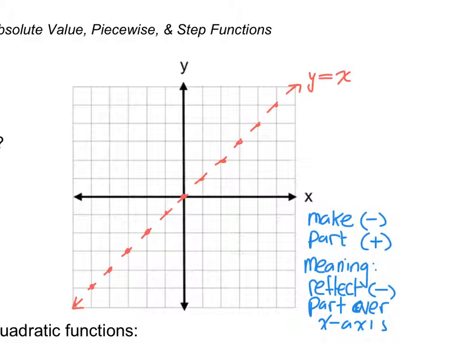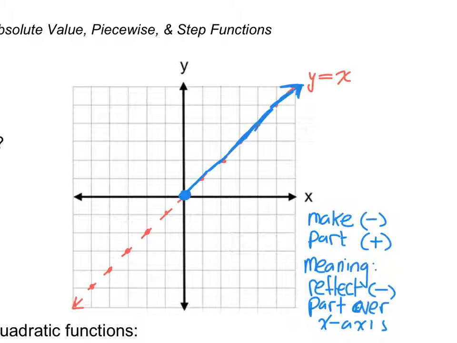So make the negative part positive. The positive part stays positive. Zero stays zero. Anything that's on the x-axis is fine. All right, so I got a part of this graph that's going to stay exactly the way it is. This part right here is fine, and then everything in this neck of the woods, all I'm going to do is take the part of the graph that was negative and reflect it over the x-axis. What does that mean?